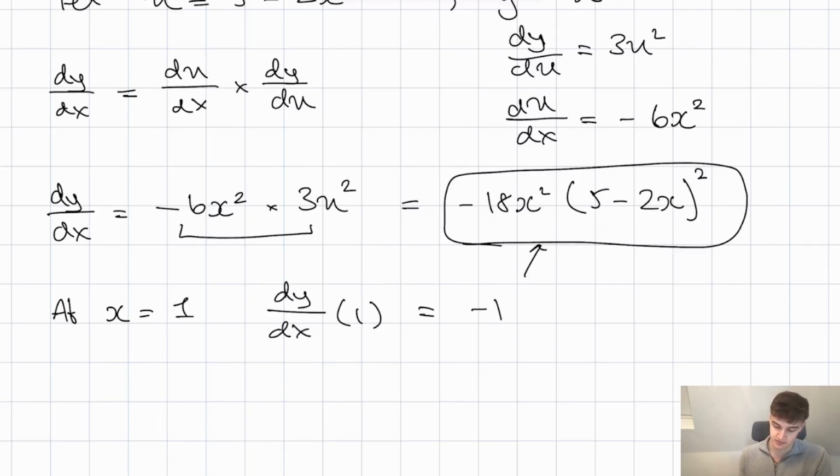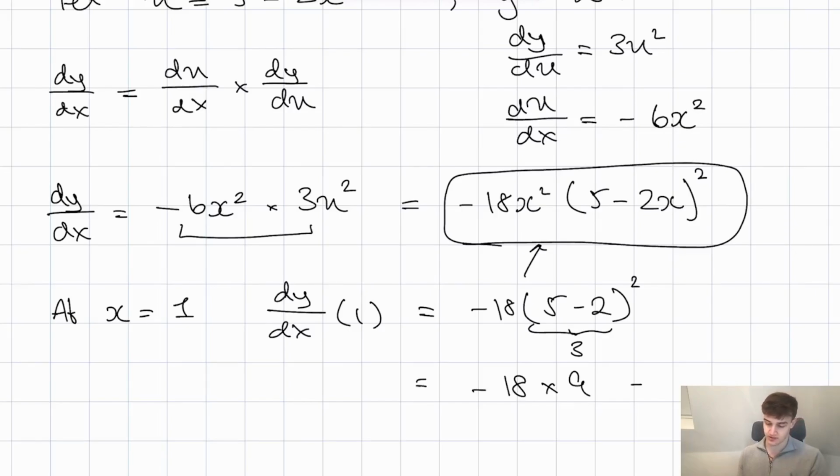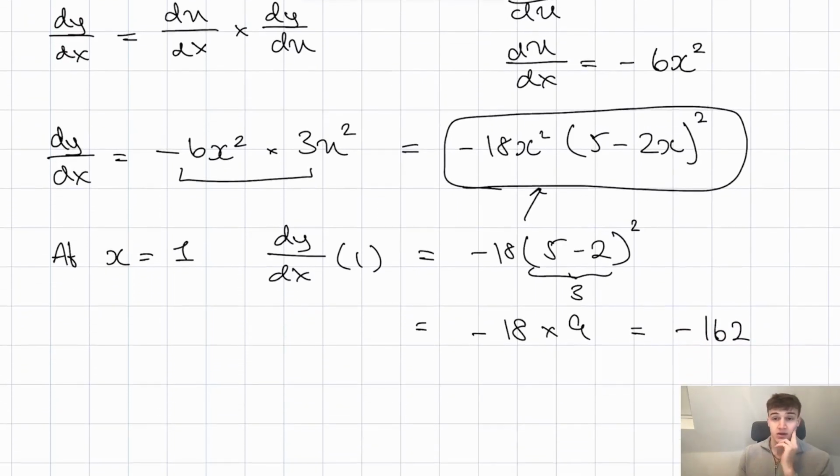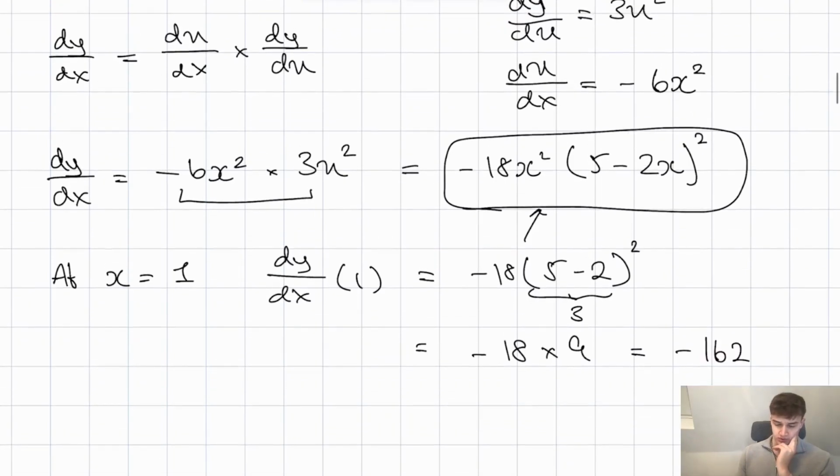So that's going to give me minus 18 lots of 5 minus 2, all squared. So this is just 3. 3 squared is 9, so this is going to be minus 18 times 9, which is going to be minus 162. Okay, so now I've got the gradient.